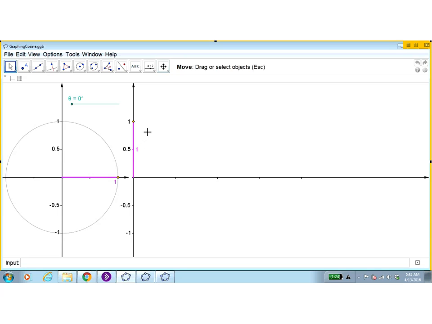So here's the beginning of the graph, and you can see that my point right here is at 0 degrees. And what is the cosine of 0 degrees? Well, it's the x value, so it's 1. Now watch what happens as I increase this angle.